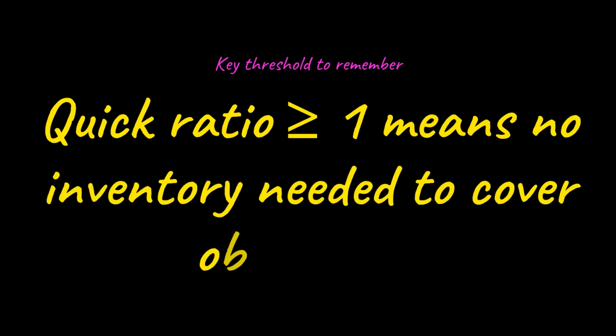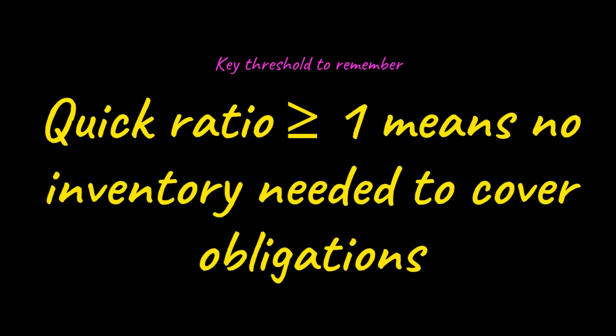A quick ratio at or above 1 signals the firm can meet current obligations using only its most liquid assets. Below 1, the firm depends on selling inventory, a risk that worsens exactly when economic conditions make inventory hardest to move.